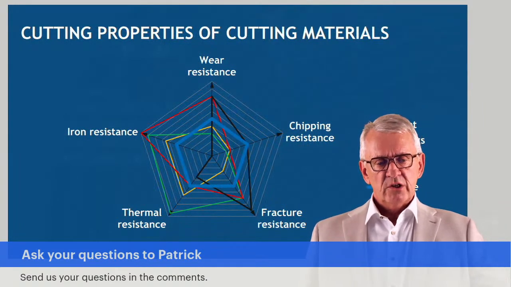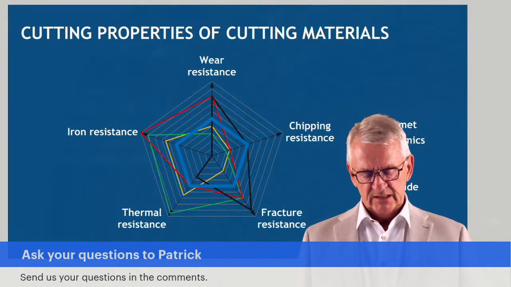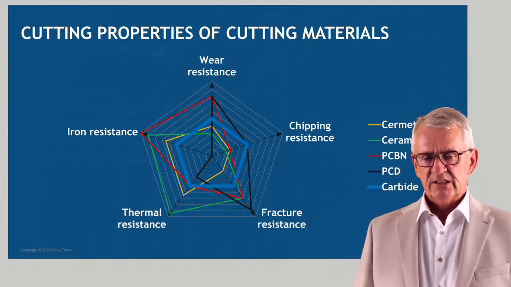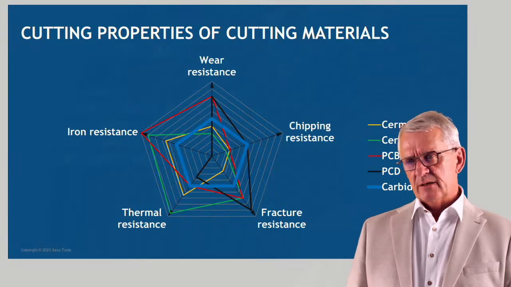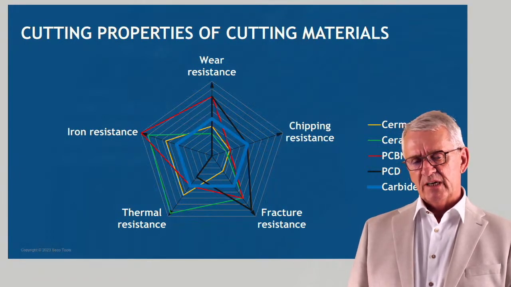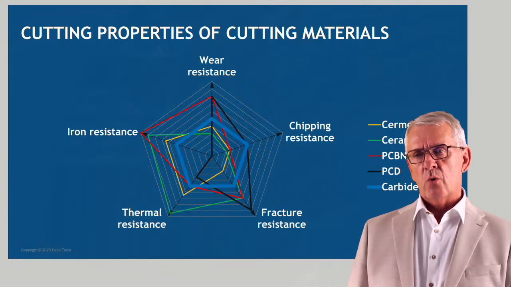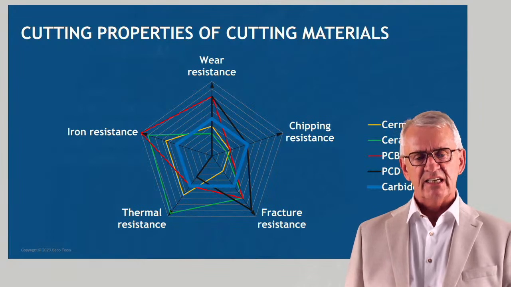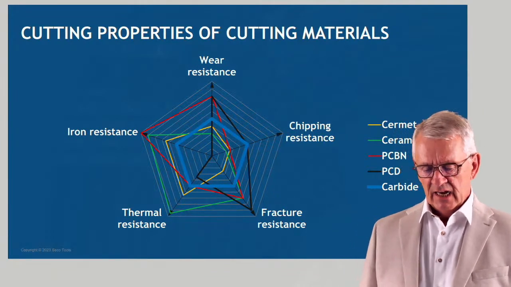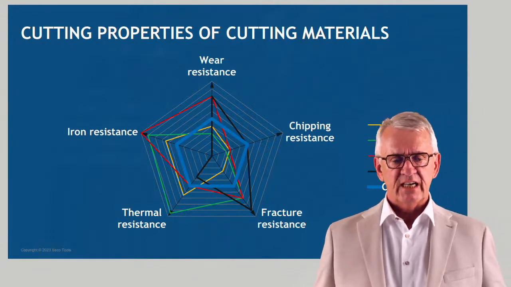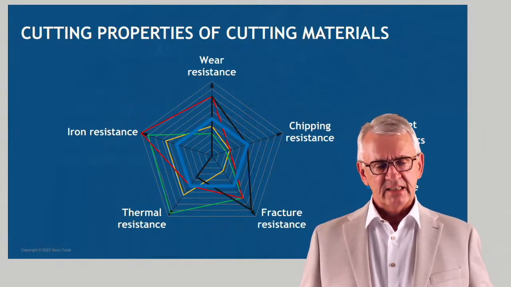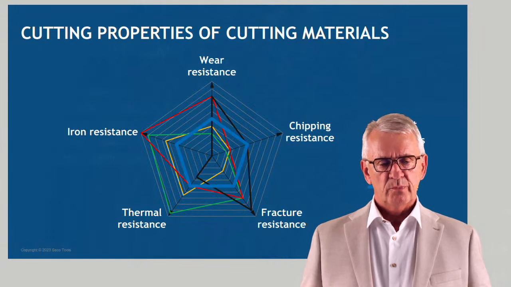Normally, when we talk about cutting materials, I already said the traditional way, the physical way: hardness, toughness. Now, from a cutting perspective, from a machining perspective, a cutting edge has to show wear resistance. It has to show chipping resistance, fracture resistance, thermal resistance, and iron resistance. Iron resistance is another word for chemical inertia. It should not react in chemical ways with the workpiece material.